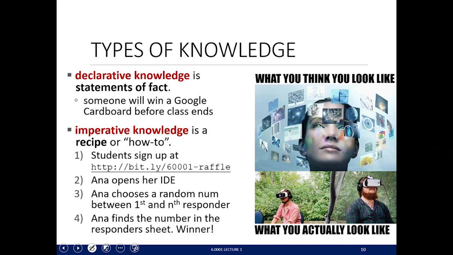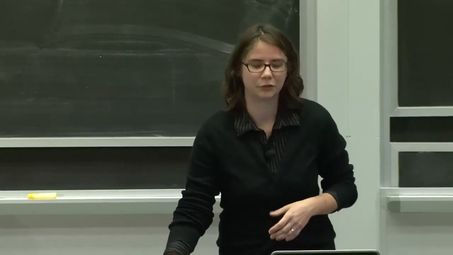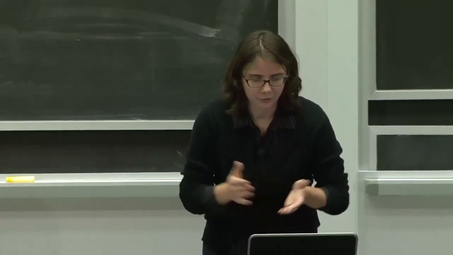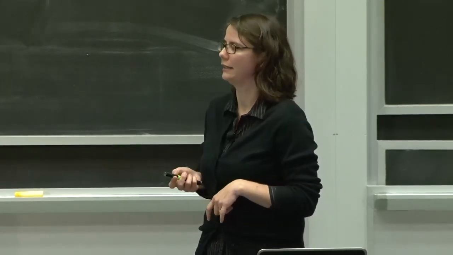So the sequence of steps is imperative knowledge. If I'm a machine, you need to tell me how someone will win a Google Cardboard before class, right? If I follow these steps, then technically I should reach a conclusion. Step 1, I think we've already done that. Whoever wanted to sign up has signed up.